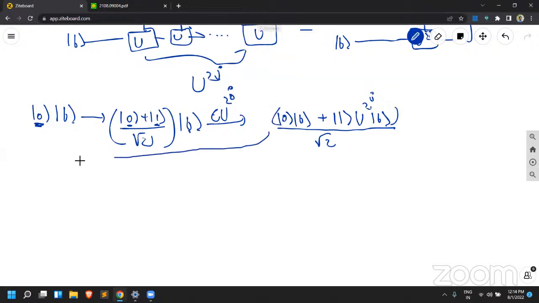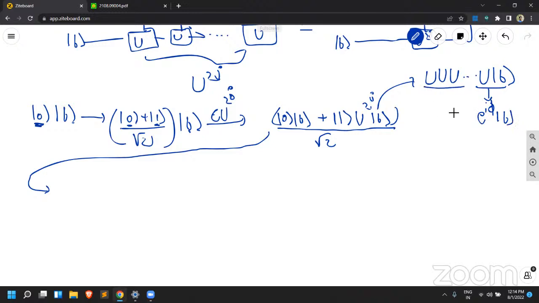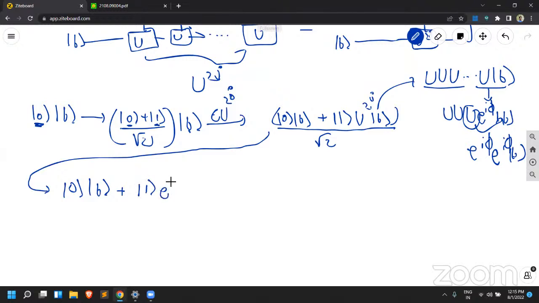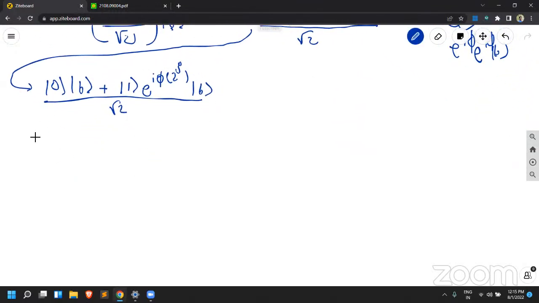Now, this is like we are applying U. We can just write this part as U applied to b. So this part will give us e to the power iota phi b. And then we have more U's over here. So when this is multiplied by this, we are going to get iota phi b. So basically, we are going to get this final state, b plus 1 e to the power iota phi times 2 to the power j and b over here. This is root 2. So this is the state that we are going to get.